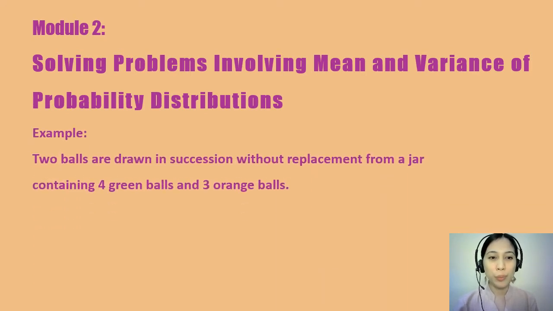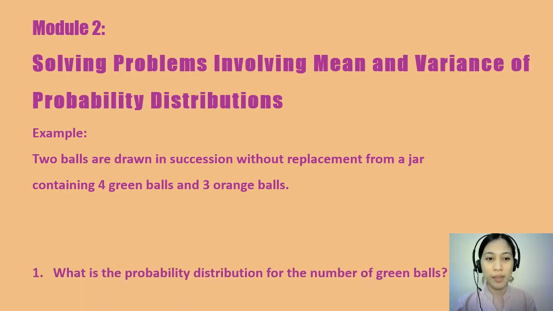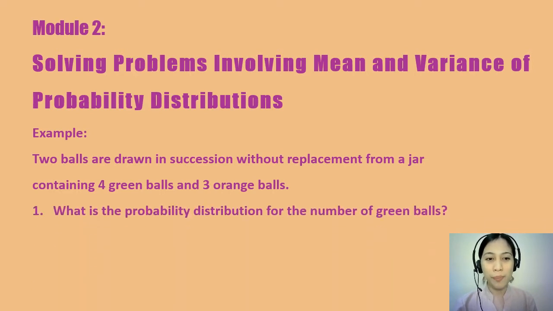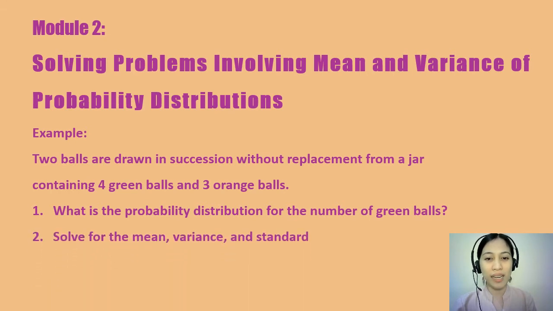Example: two balls are drawn in succession without replacement from a jar containing 4 green balls and 3 orange balls. First question: what is the probability distribution for the number of green balls? And second, solve for the mean, variance, and standard deviation of the probability distribution.